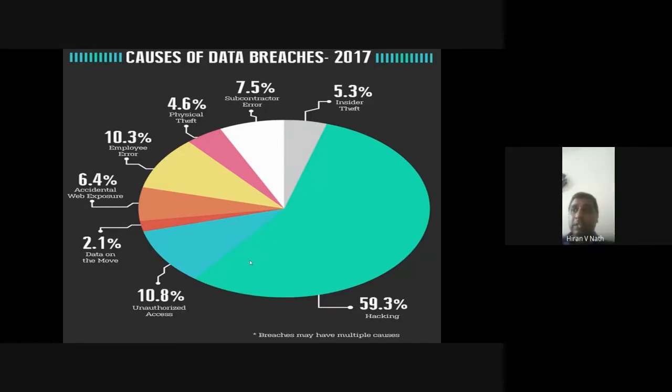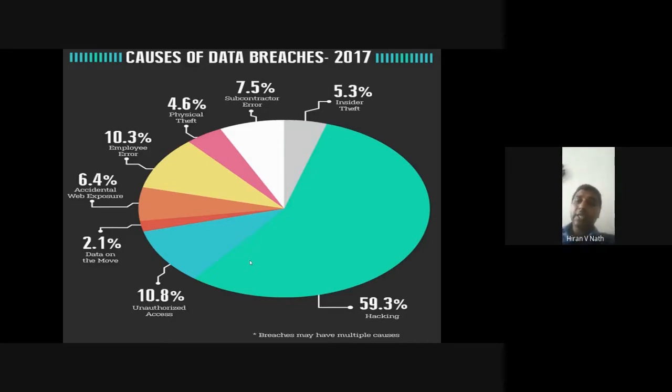Then the subcontractor's error. Most of the software used in most industries is not developed by them. If you consider a bank, it will use core banking software, CBS, which would be developed by a third party who would be given a contract. That party could give it as a subcontract, and it may end up with a person who is not trustable.